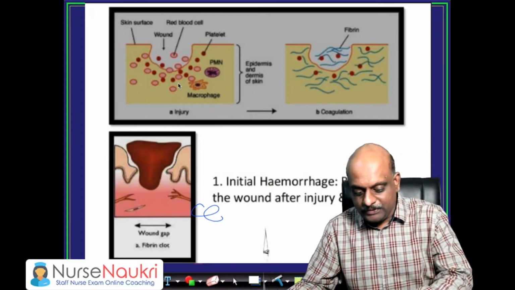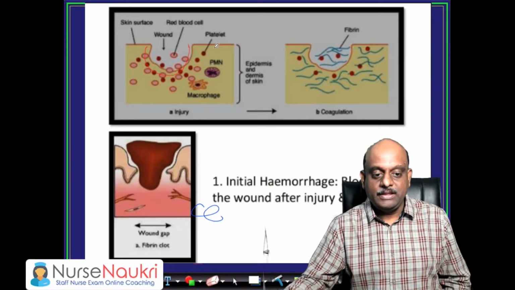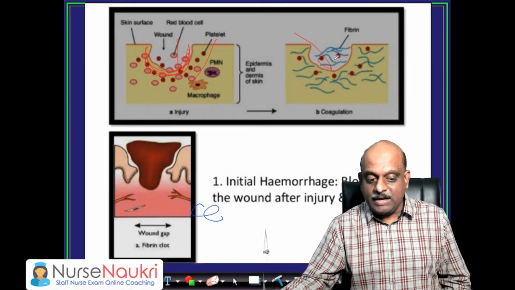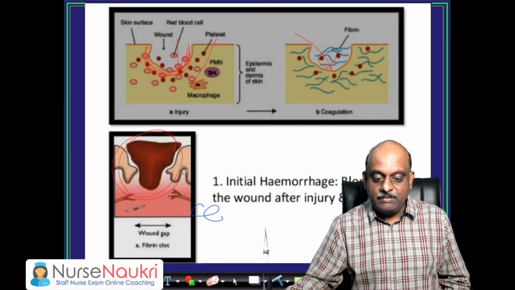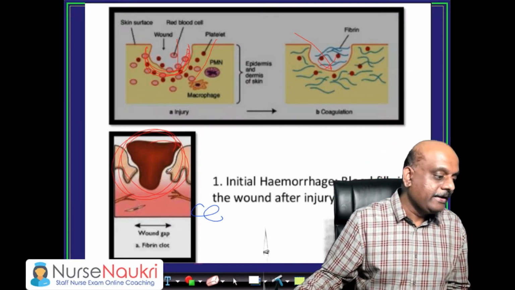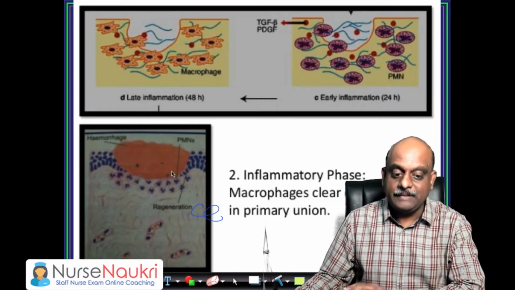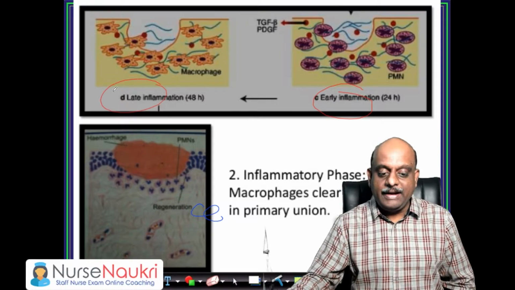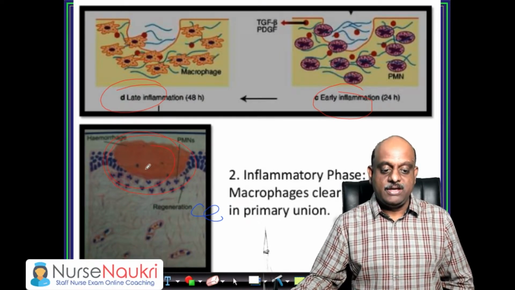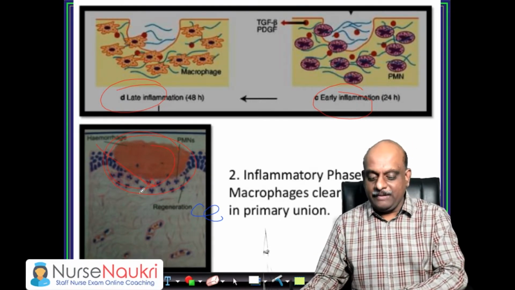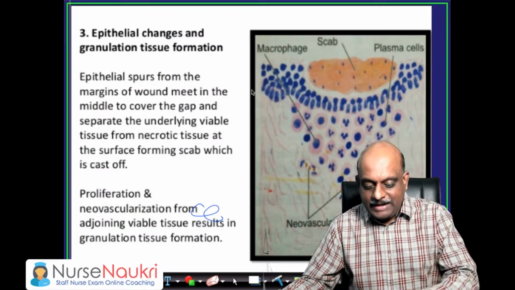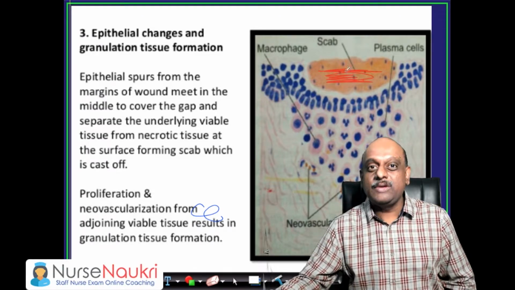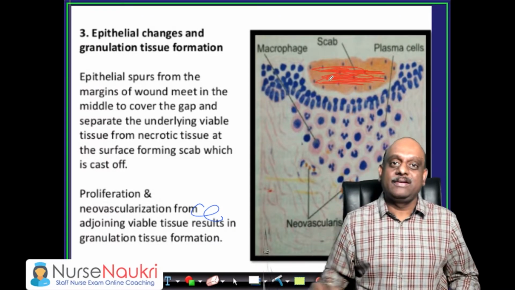So you can see classically this is the wound, the platelets, RBCs, everything, but there's a big gap. Fibrin comes and deposits there. Initially there is a hemorrhage where the blood fills this clotted area, right? Then later on there is inflammation, early and late inflammation. There is the inflammatory phase where macrophages come and clear the debris, right? Then epithelial changes occur, and what is formed? Granulation tissue is formed. That is what the examiner is trying to ask.